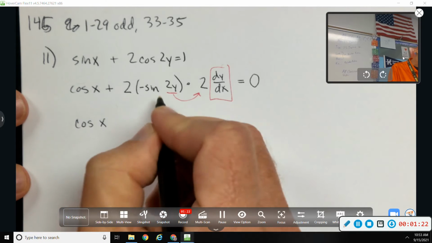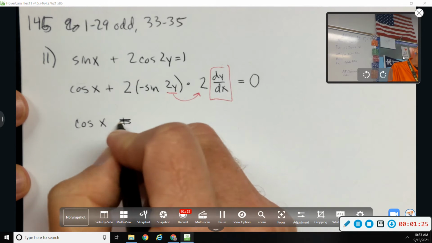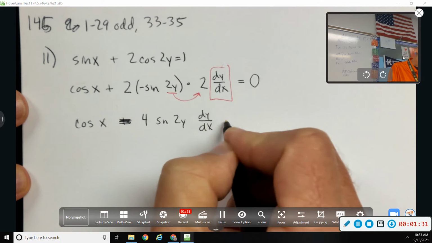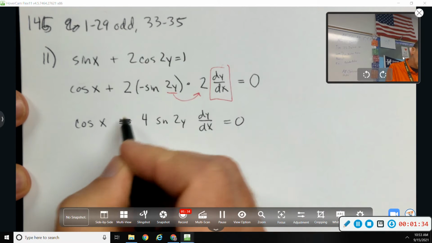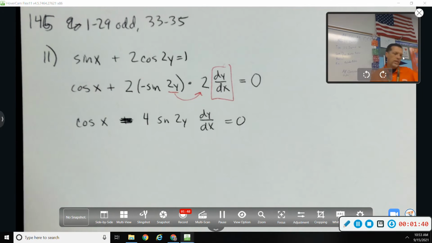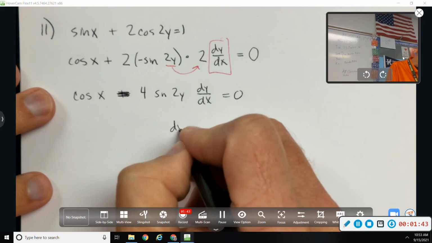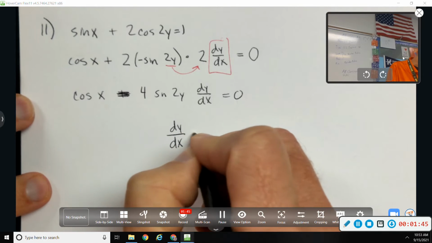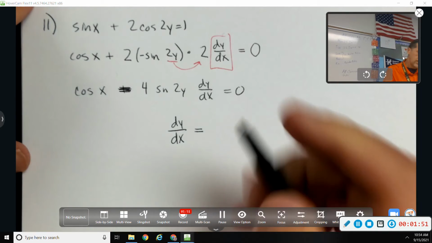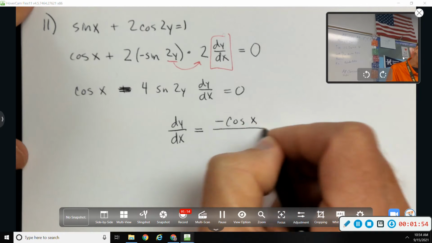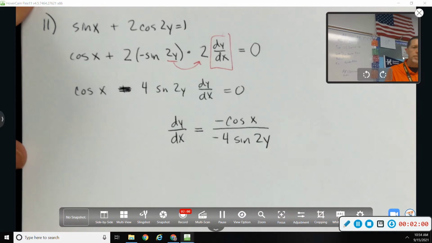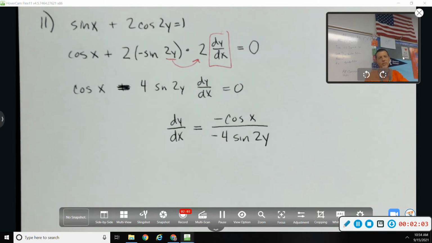Cosine of x, let's see, minus 4 sine 2y dy dx equals 0. Yeah, 2 times 2 is 4 with the minus sign. Let's see if you're okay with 2 algebra steps at once here. I'm going to move the cosine x over. Negative cosine x. And then I'll divide by all of this, negative 4 sine of 2y. And the negatives would cancel, but safe stop, we're fine.